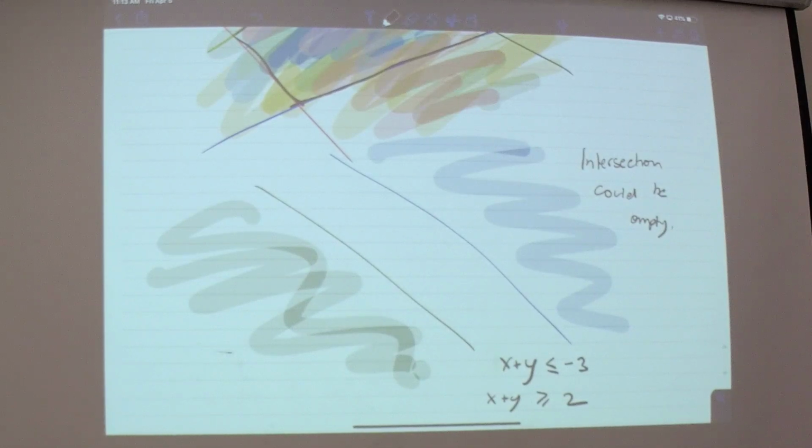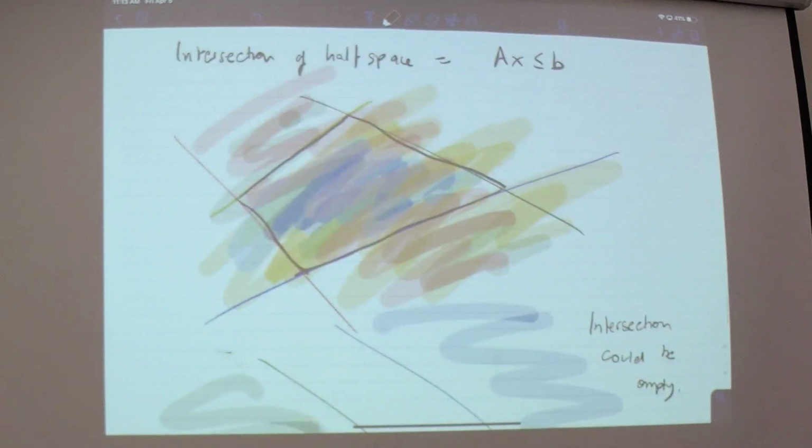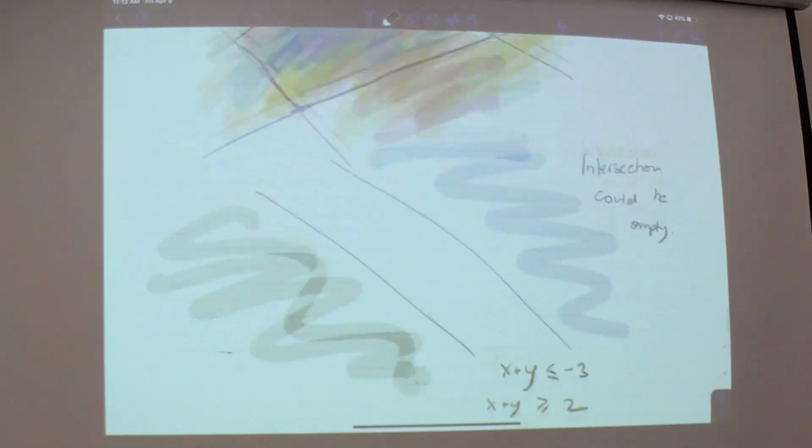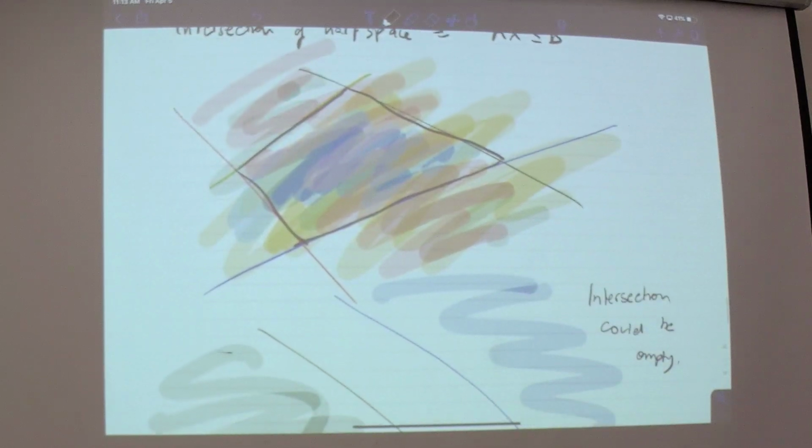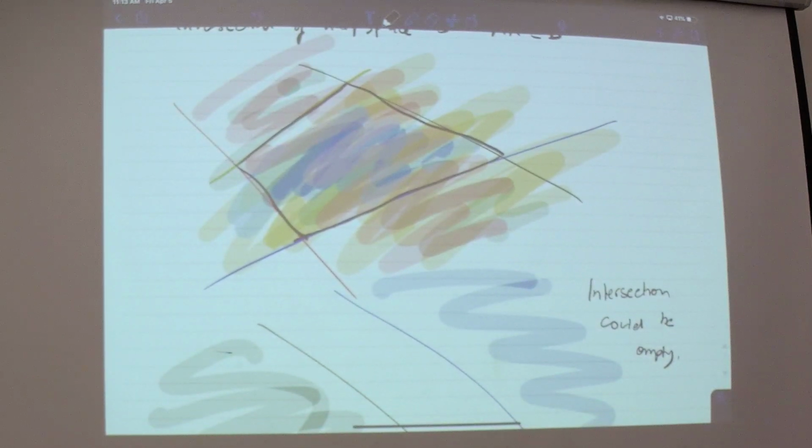But what else? There's another thing that could happen that's not captured by this nice picture over here. We've captured emptiness. That's definitely a possibility. What else could happen? Infinite number of solutions. Doesn't this have an infinite number of solutions? This one has a bounded region. So don't say infinite, say something else. Unbounded. The region could be unbounded.